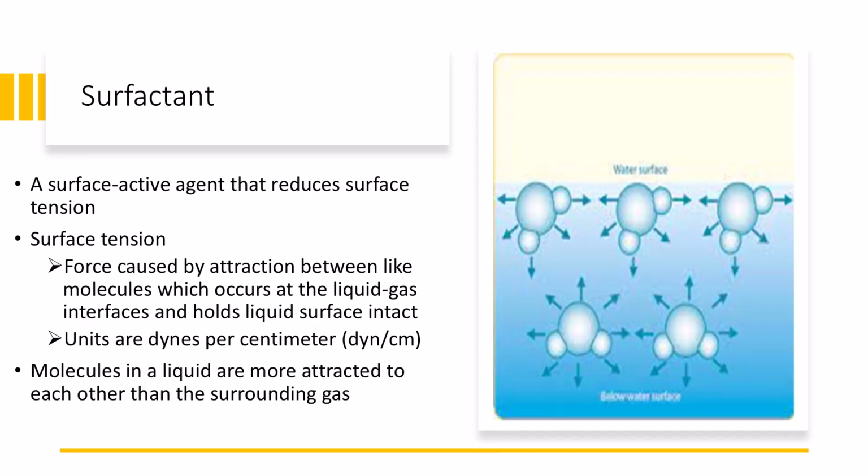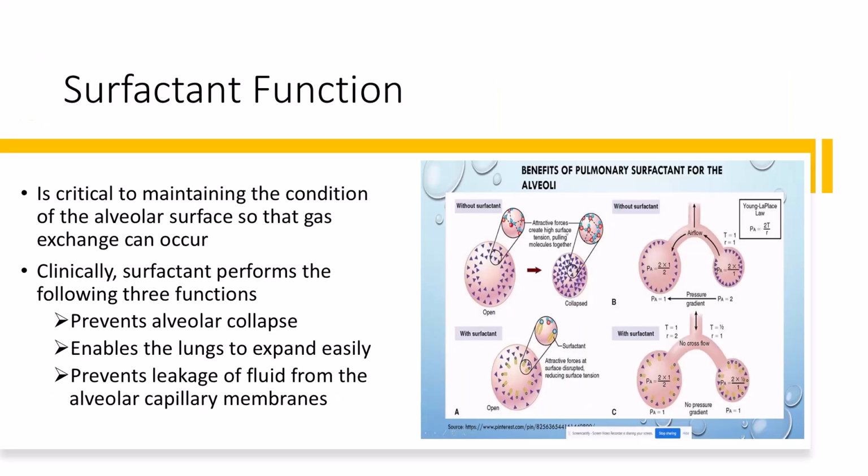Surfactant plays a critical role in managing surface tension within the alveoli, which is essential for maintaining proper lung function and preventing alveolar collapse. Surface tension is a natural property of liquids that causes their surfaces to contract, creating a force that pulls liquid molecules together. In the lungs, this surface tension arises from the thin layer of fluid that coats the inner surfaces of the alveoli. Without surfactant, this surface tension would be excessively high, making it difficult for the alveoli to expand during inhalation and causing them to collapse during exhalation.